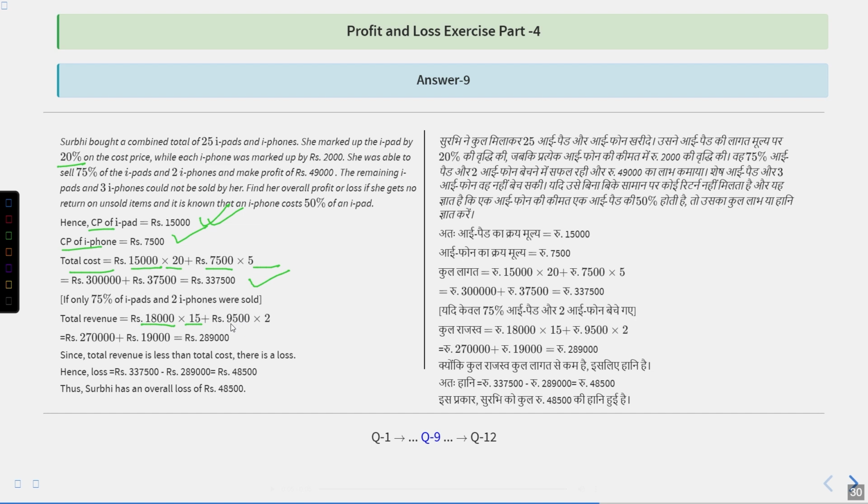So if only 75% of iPads and 2 iPhones were sold, the total revenue will be 18,000 multiplied by 15 plus 9,500 multiplied by 2. So we can calculate it. We get 2,89,000 rupees. So we can clearly see that there has been a loss. The total revenue is less than the total cost. So what is the loss? 3,37,500 minus 2,89,000. We calculate the loss as 48,500. So Surbhi has an overall loss of 48,500 rupees.